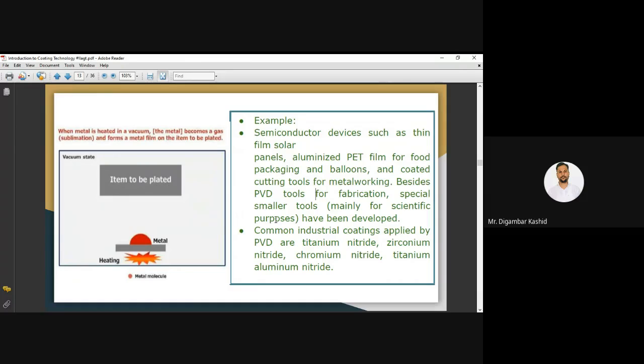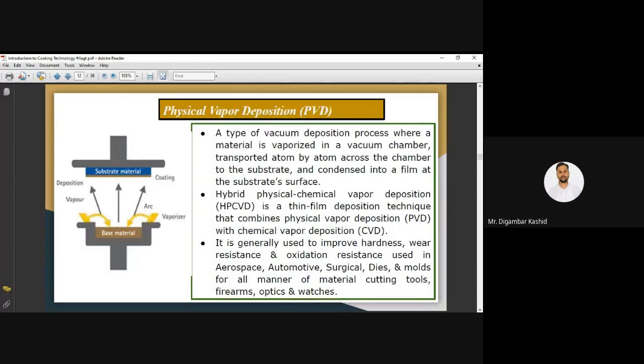I have mentioned here the aerospace industry, automotive industries, surgical, dies and molds, and all manner of metal cutting tools. For that purpose also we can use this coating technique, the PVD technique. Then firearms, optics, and watches. This is just for introductory purposes. In the next lecture, we are going to see the subtypes of physical vapor deposition in detail.